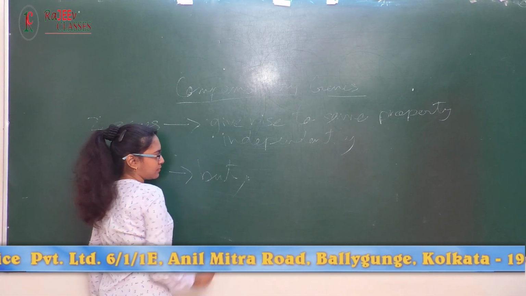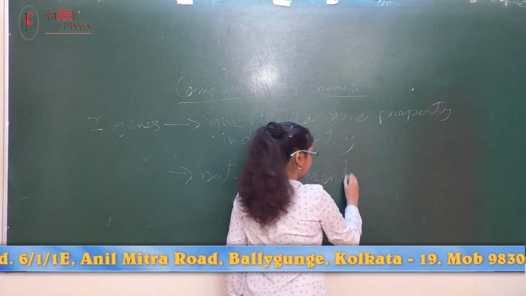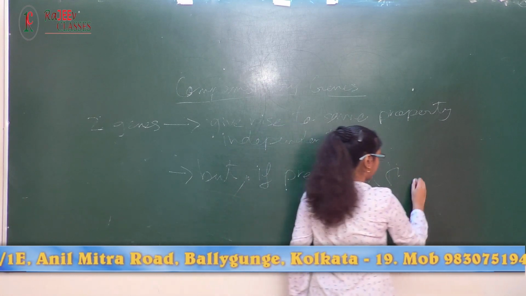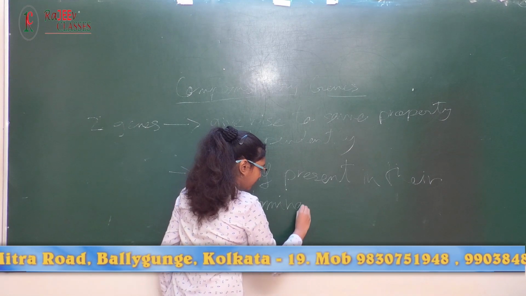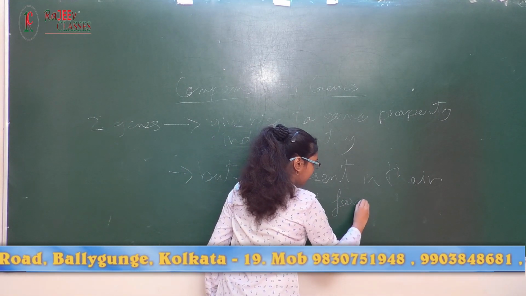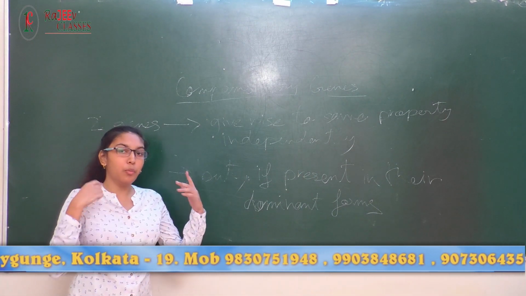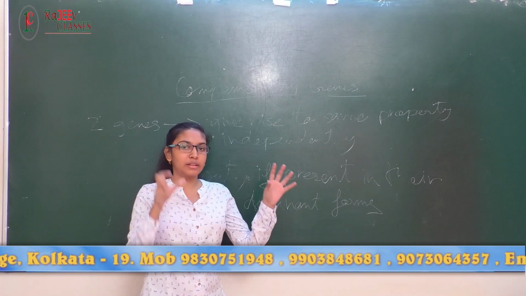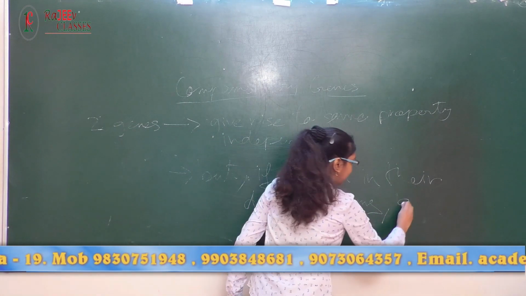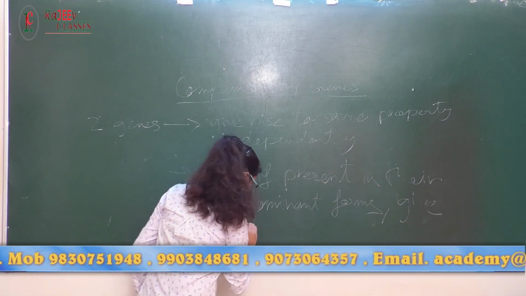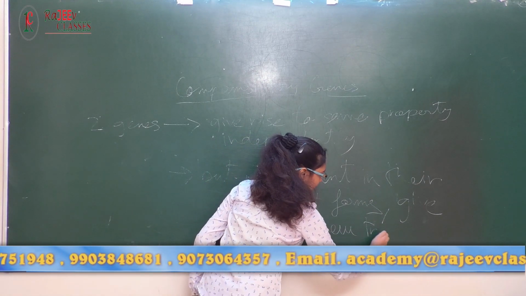But if present in their dominant forms, that is, the two genes I'm talking about, if both of them have their dominant alleles present together, they give rise to a new trait.